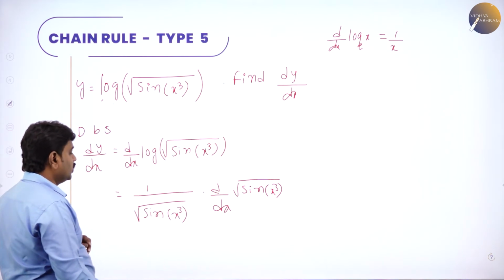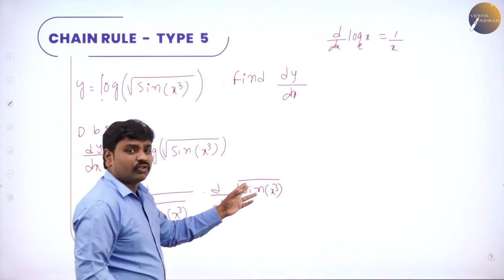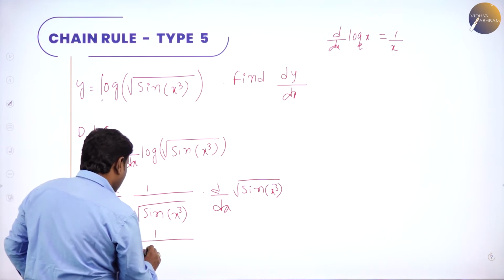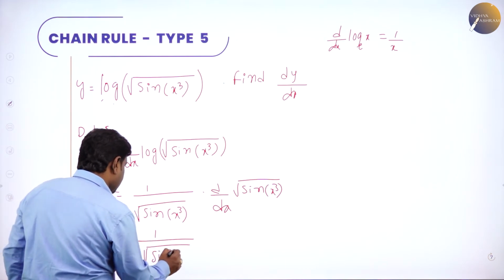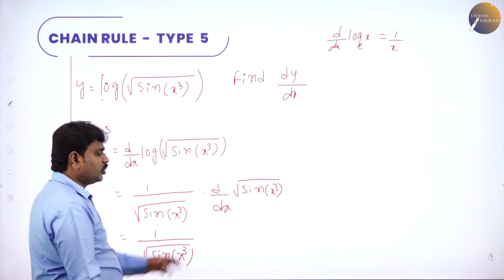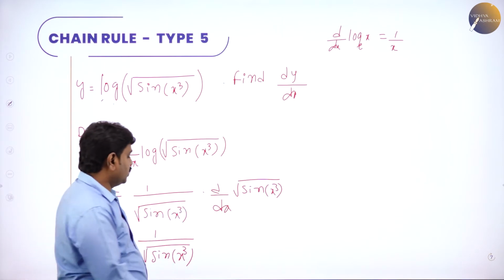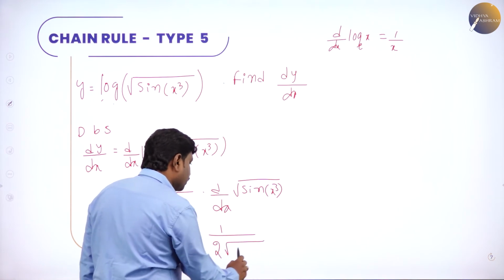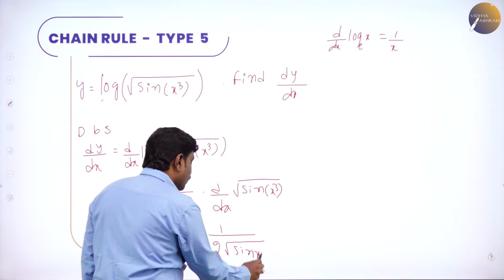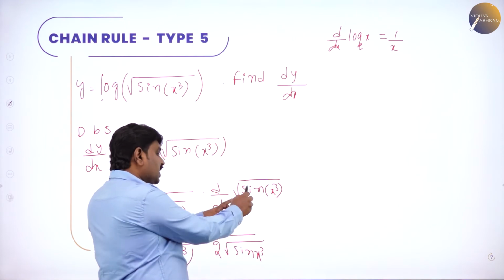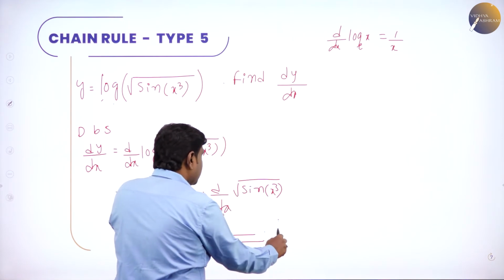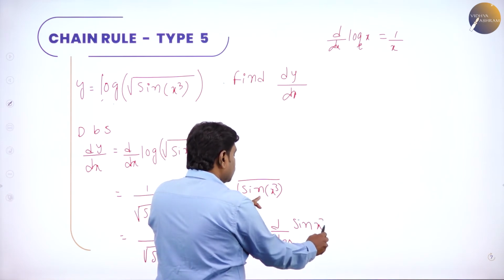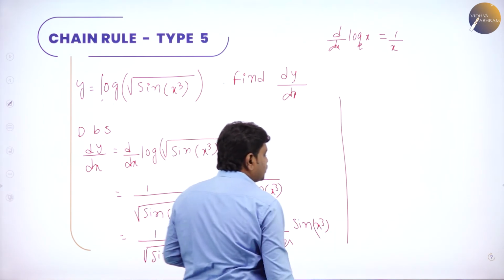Now we will continue. Now it is in the form of root f of x. 1 by root of sine x cube into the derivative of root. What is the derivative of root f of x? 1 by 2 root f of x. So 1 by 2 root sine x cube. I would have stopped there, but inside the root I have a function, into d by dx of the internal function. What is the internal function? Sine x cube. Next step, the chain continues.